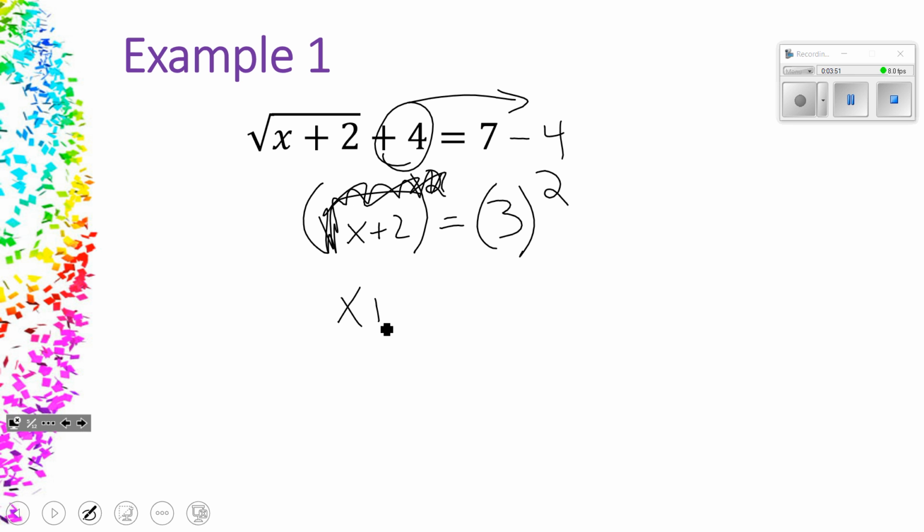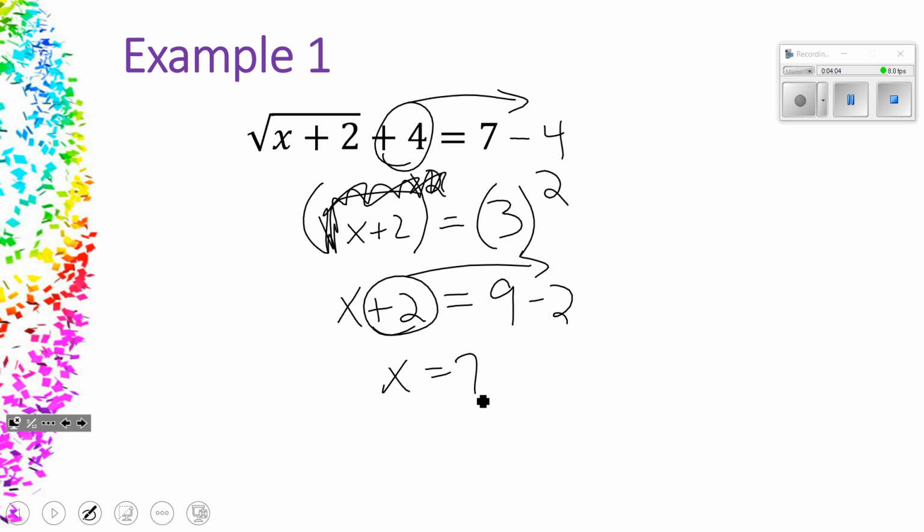And then I get x plus 2 on this side. 3 squared on this side is 9. And then we just have to finish solving. What do I need to do? We need to move the 2 over, and x is equal to 7. Okay, and then we need to check it.